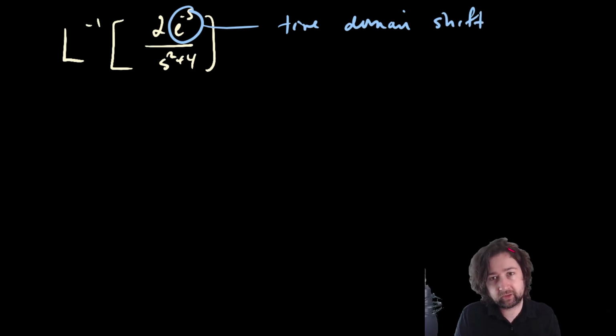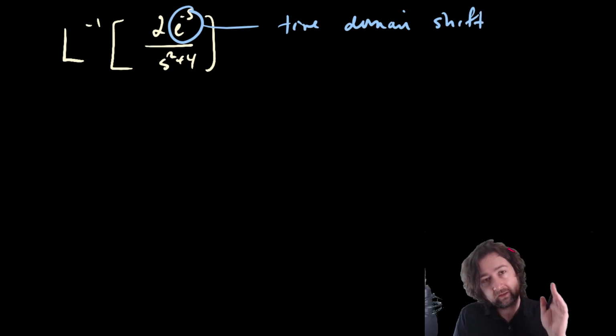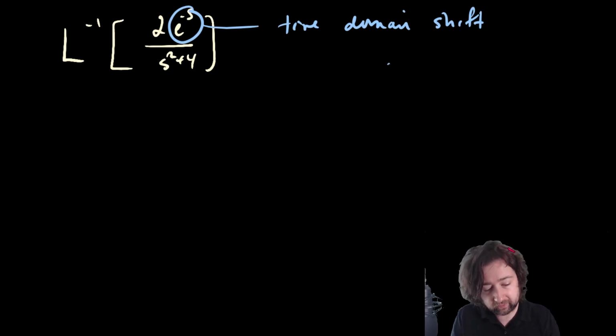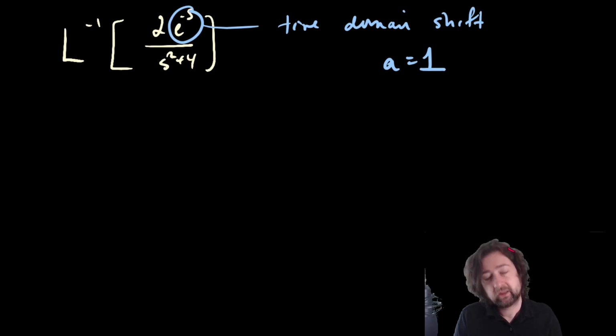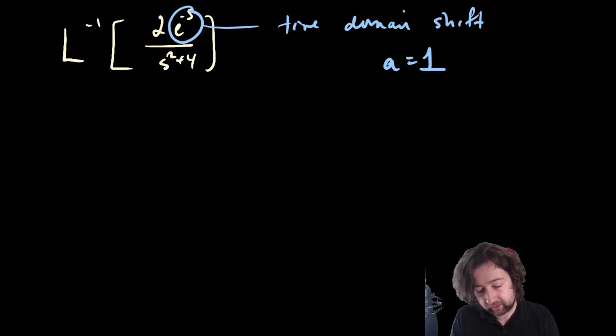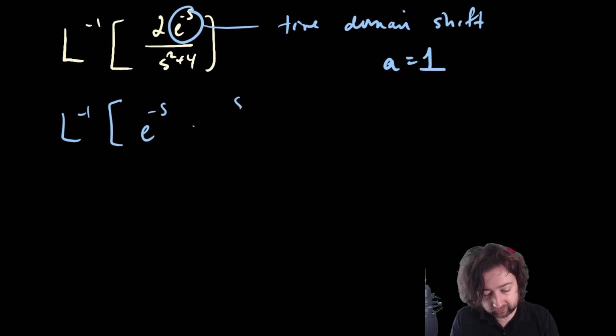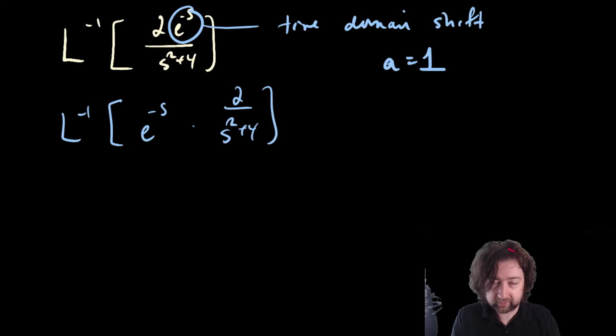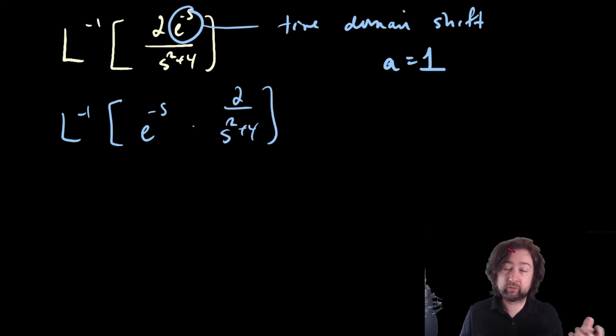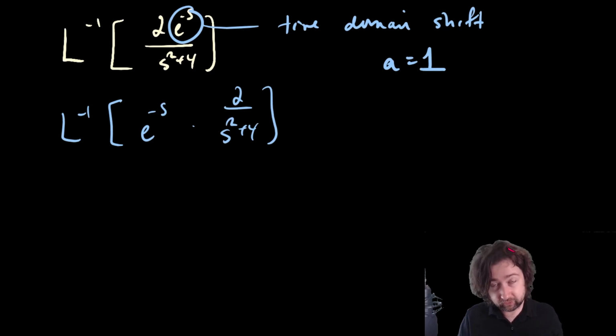So what is the time domain shift? What's the a here? Remember that it's e^(-as), and so a is equal to 1 in this case. Okay? So when we're computing an inverse Laplace transform, it's typical to store the things that we're going to do in some sort of notation as we go. So let's rewrite this slightly. This is the inverse Laplace transform of e^(-s) times 2 over s squared plus 4. And I know what the inverse Laplace transform of 2 over s squared plus 4 is. It's sine of 2t.